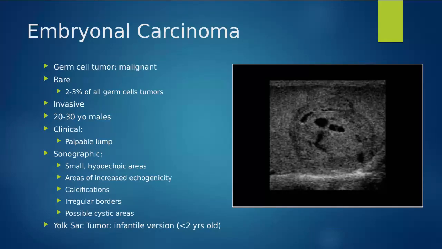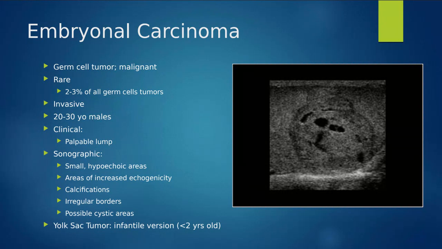Next, we have our embryonal carcinoma. Again, another germ cell tumor. So this is going to be malignant, very rare, only accounting for up to 3% of all germ cell tumors. This is going to occur in young men, so 20 to 30-year-old males. This is highly invasive, so it doesn't really have the best prognosis. Clinically, we're only going to be seeing men who have a palpable lump.